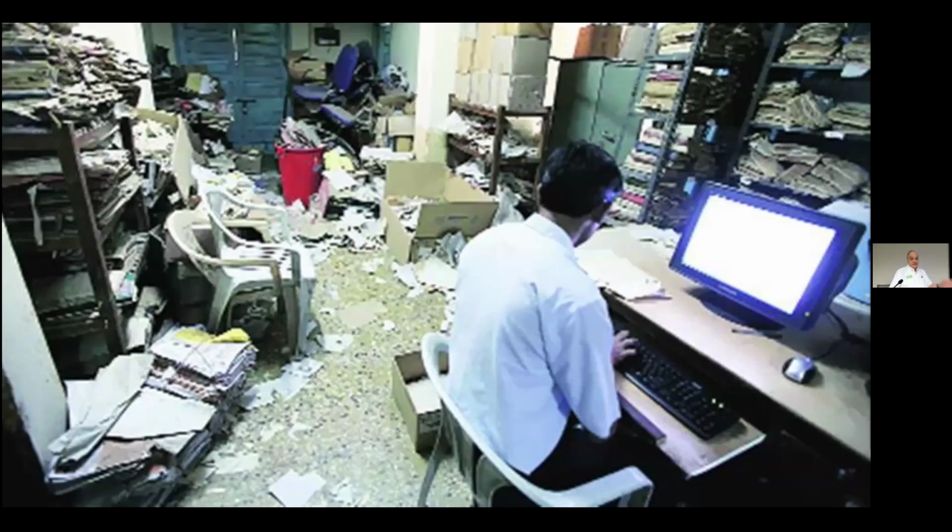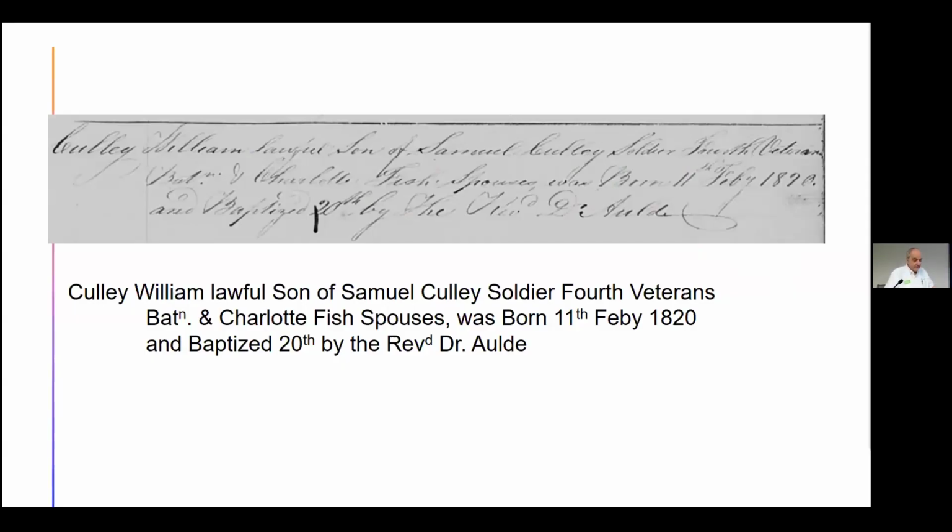So I went in for William and I found the record that said a William Cully was christened in Ayr. And that's the record. And this is, I abstracted it.